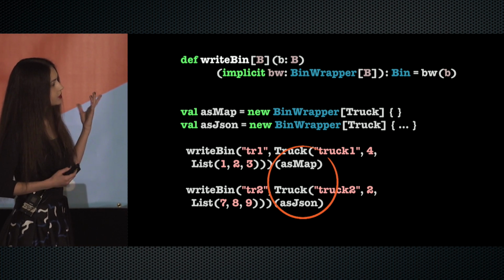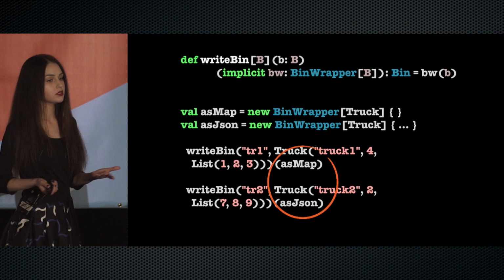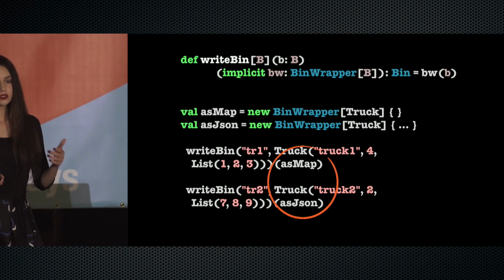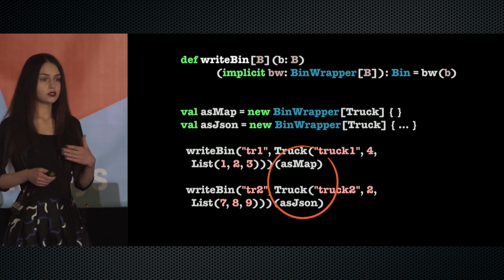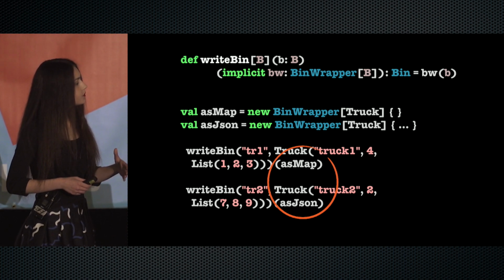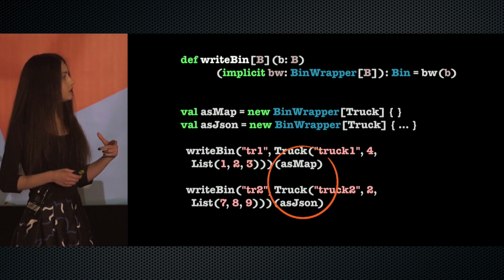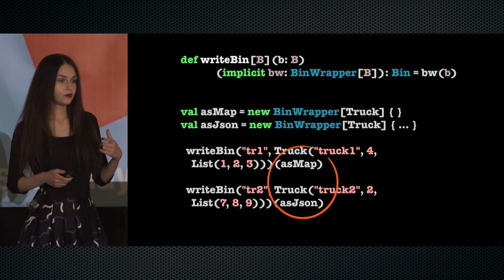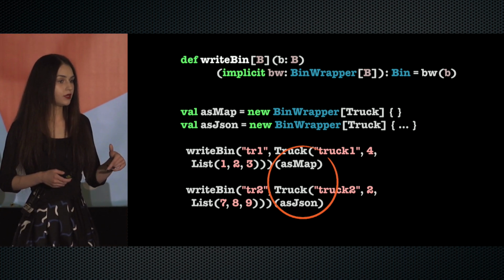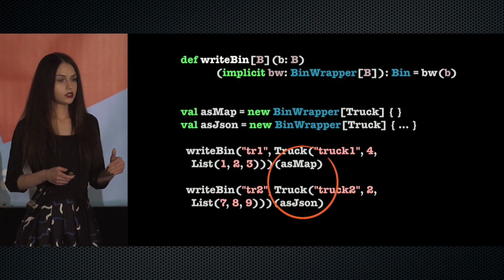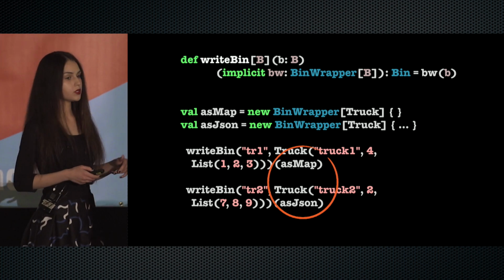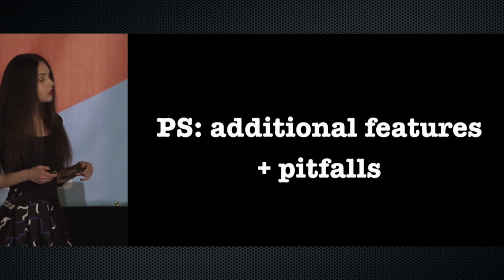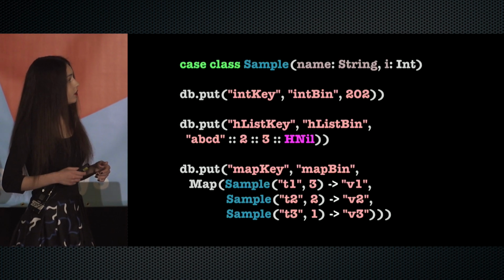For example, for the Keys case class, we can use two options: store it as a map, which is the default case, and store it as JSON. You will have to pass explicitly those wrappers into the function call, because when you have the two of them in the scope of the same type, the compiler will be confused and you will have to help it to pick the right one. So what else is out there?